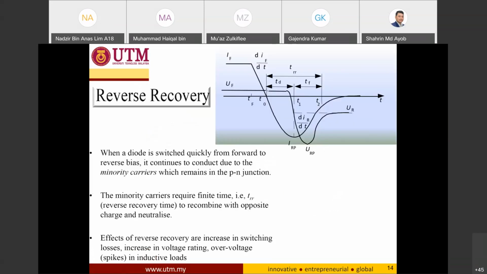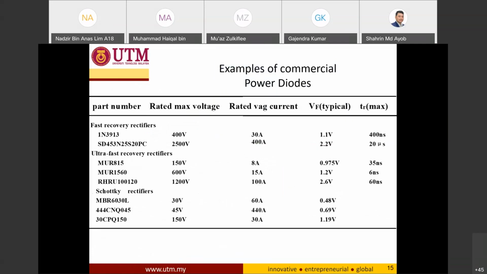And this is what we call reverse recovery and so on. This is the type of diode that you can get from the market. As you can see, it has a lot of specifications. Usually it depends on the voltage rating, the current rating, and the voltage forward, which is the voltage drop. And there is the time required for the diode to recover from on to off or from off to on.